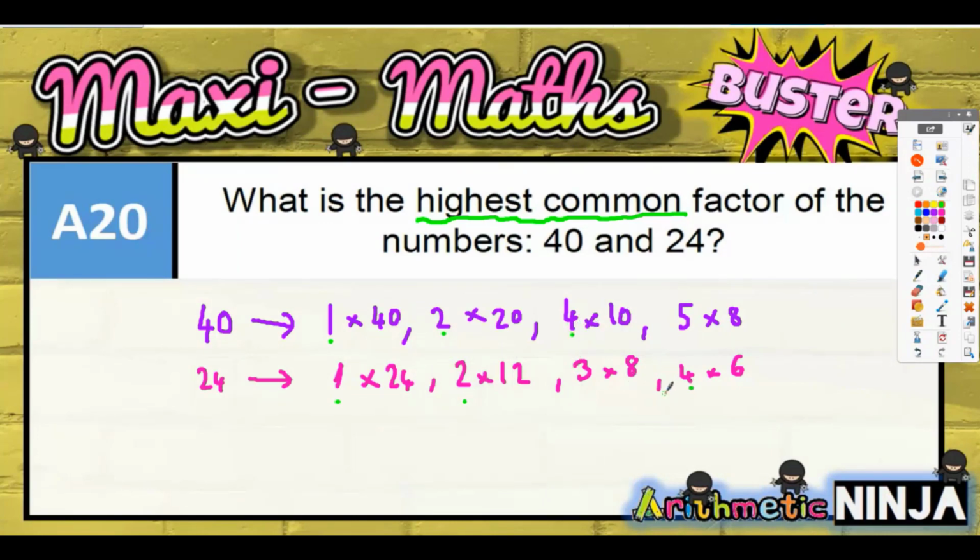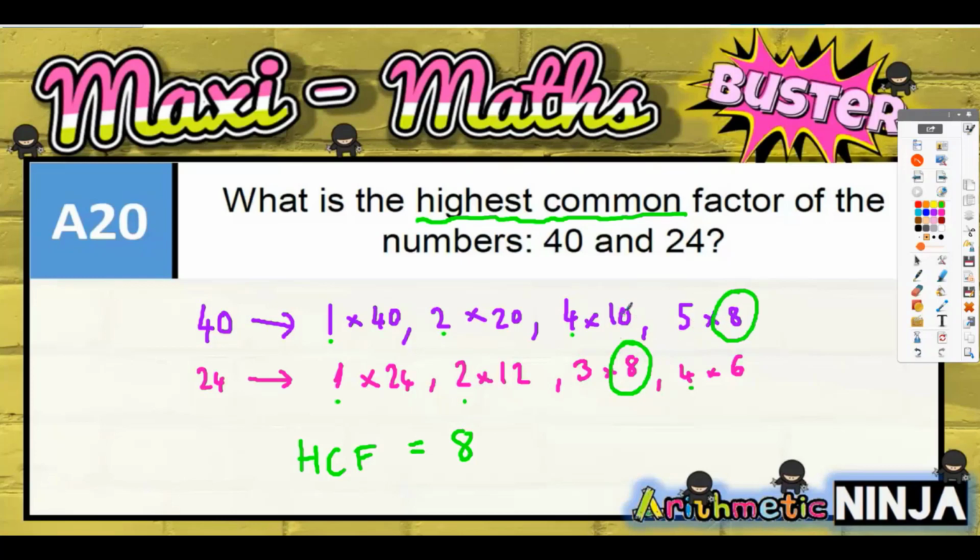So these are all common factors. 1, 2, and 4 are all common factors. But the highest one that is in both lists appears to be 8. So I think that the highest common factor is 8. Just to double check, are there any numbers higher than 8 that are in both lists?